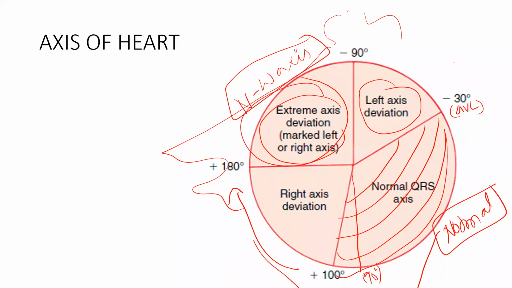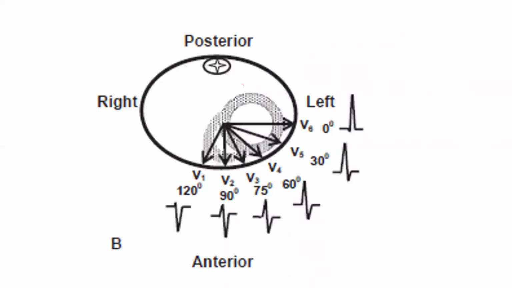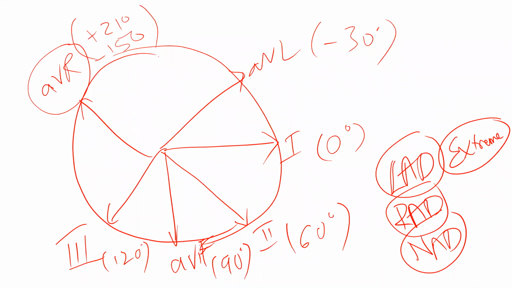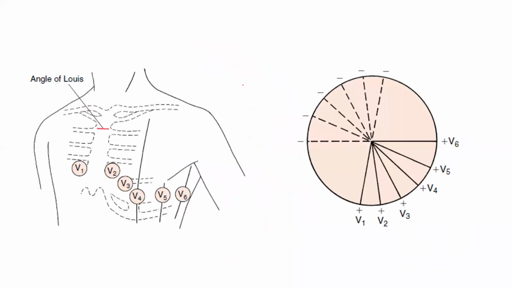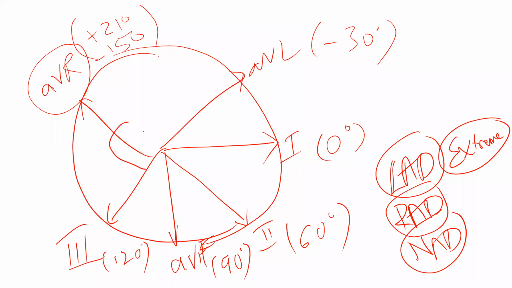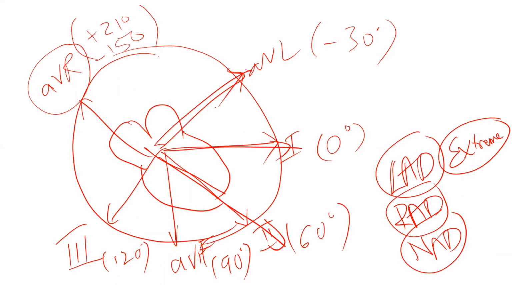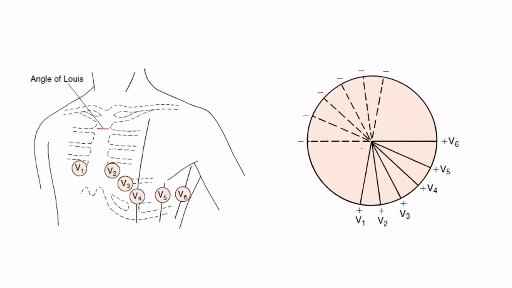So this is the basis on which we are going to discuss now. You should be perfect with these numbers and the location of the leads. Now we'll come to the chest leads. What are the chest leads going to detect? If you take the heart like this, the limb leads detect the axis like this, one axis, another axis, another axis, on the longitudinal basis. On the cross-sectional basis, this is your heart, where the two ventricles are situated like this. This is your interventricular septum.